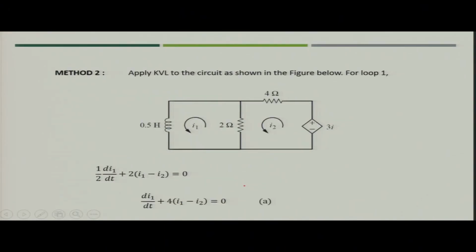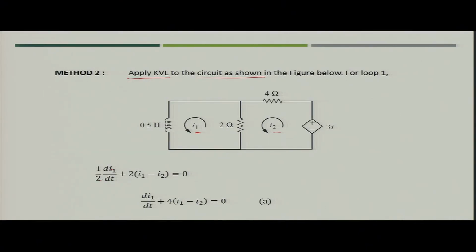Now, for the second method, we apply KVL to the circuit. If you apply KVL, you simply put the inductor back into the circuit, and then the circuit will again have two meshes. Let us take the values of those mesh currents as I1, I2, and we write the KVL for both of the loops. So, for this one, what we can write is L di by dt.